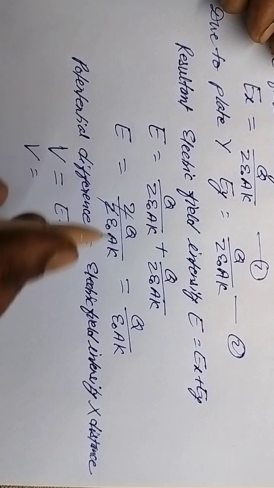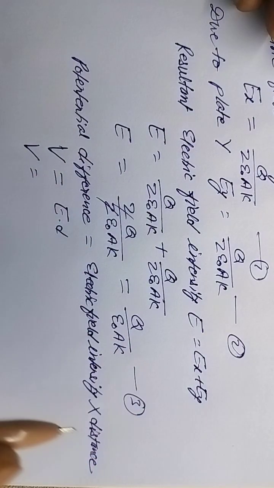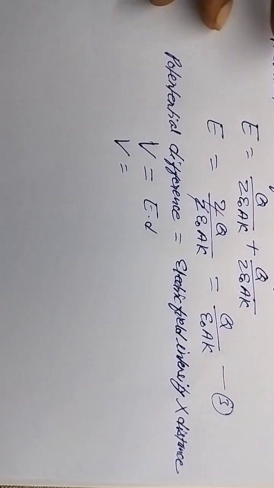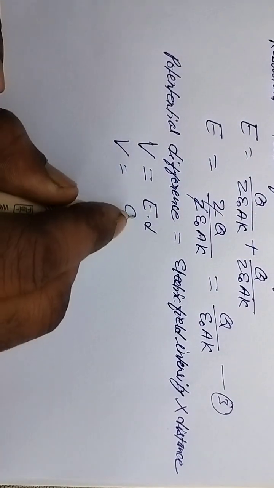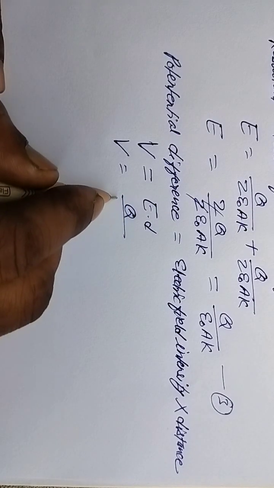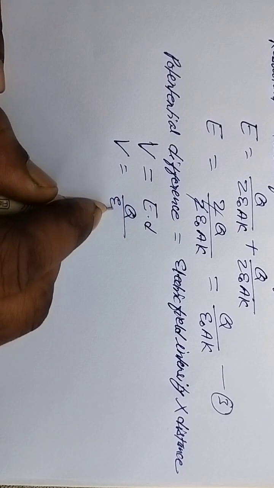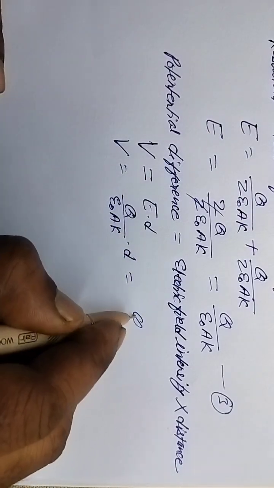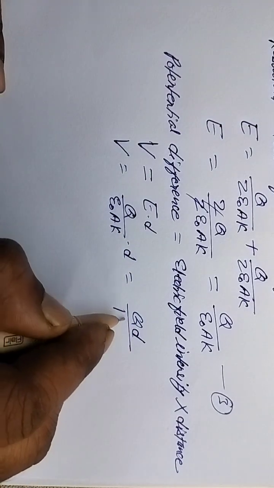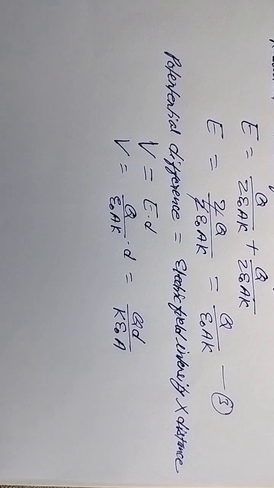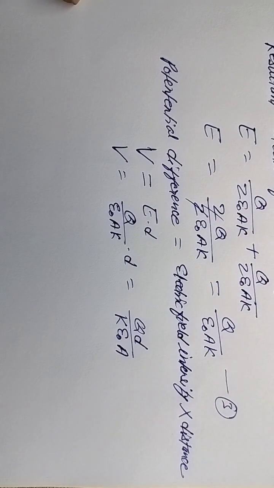Put the value of electric field from this equation 3. We get Q upon epsilon 0 A K into d, that will be Q d upon K epsilon 0 A.